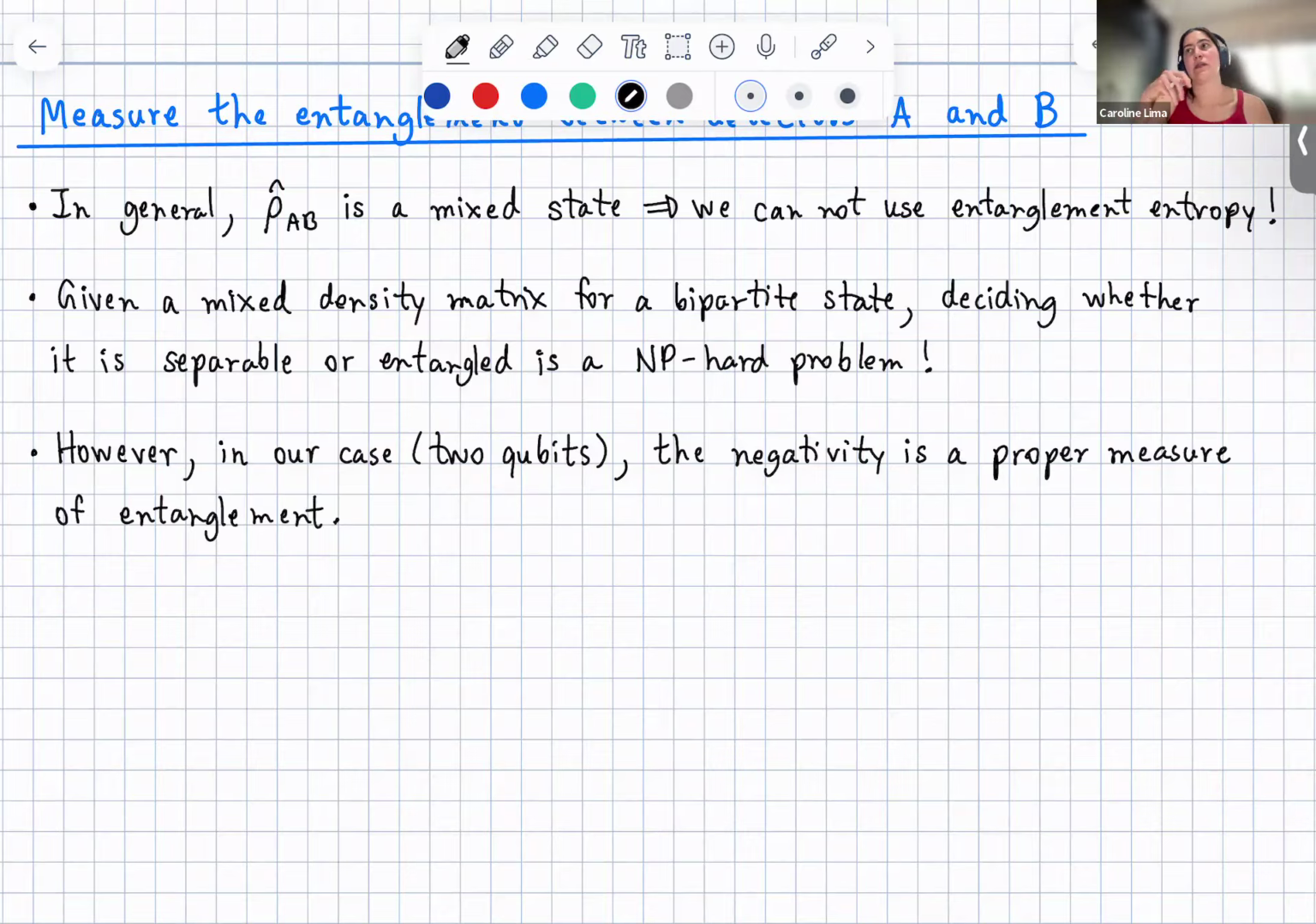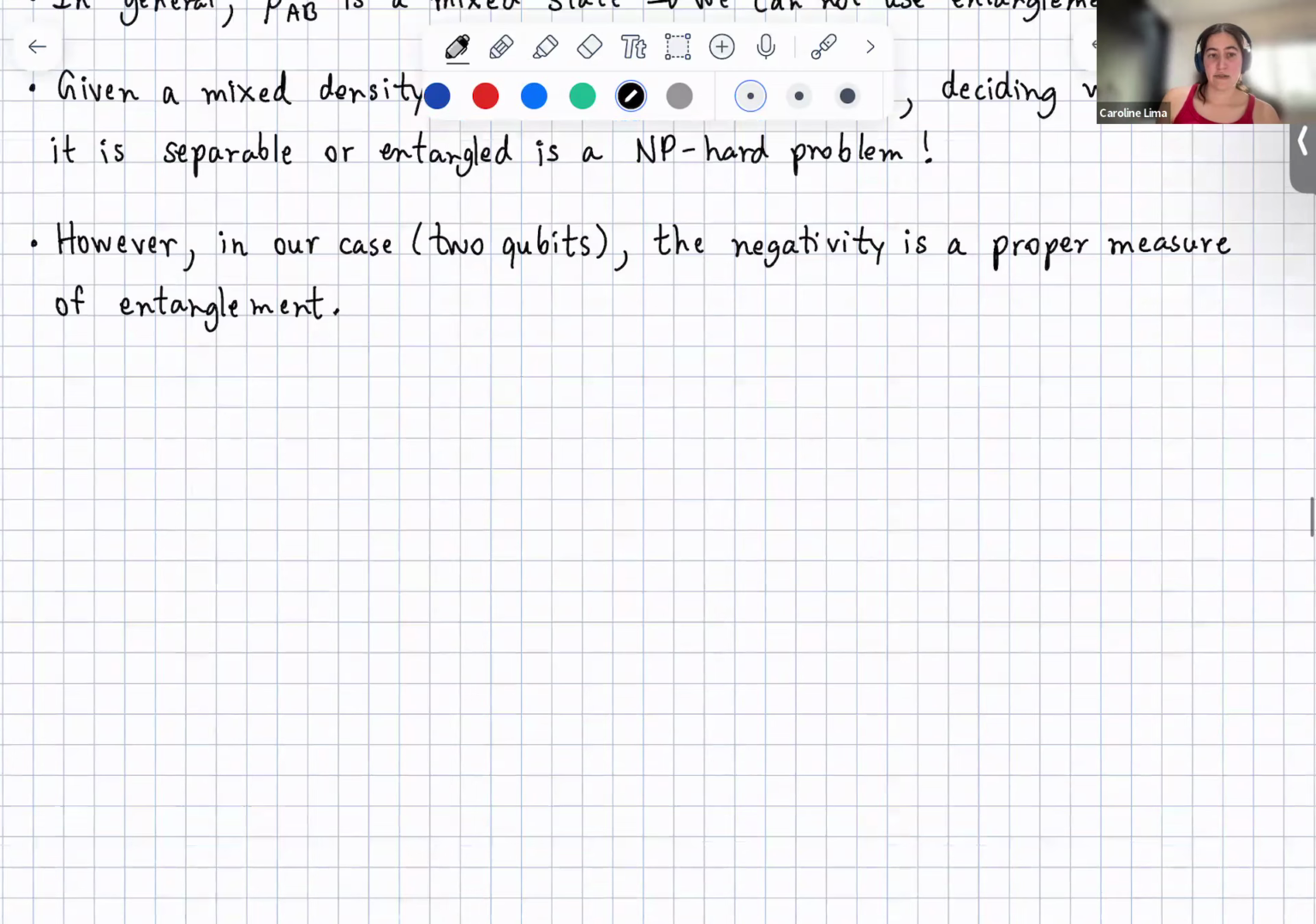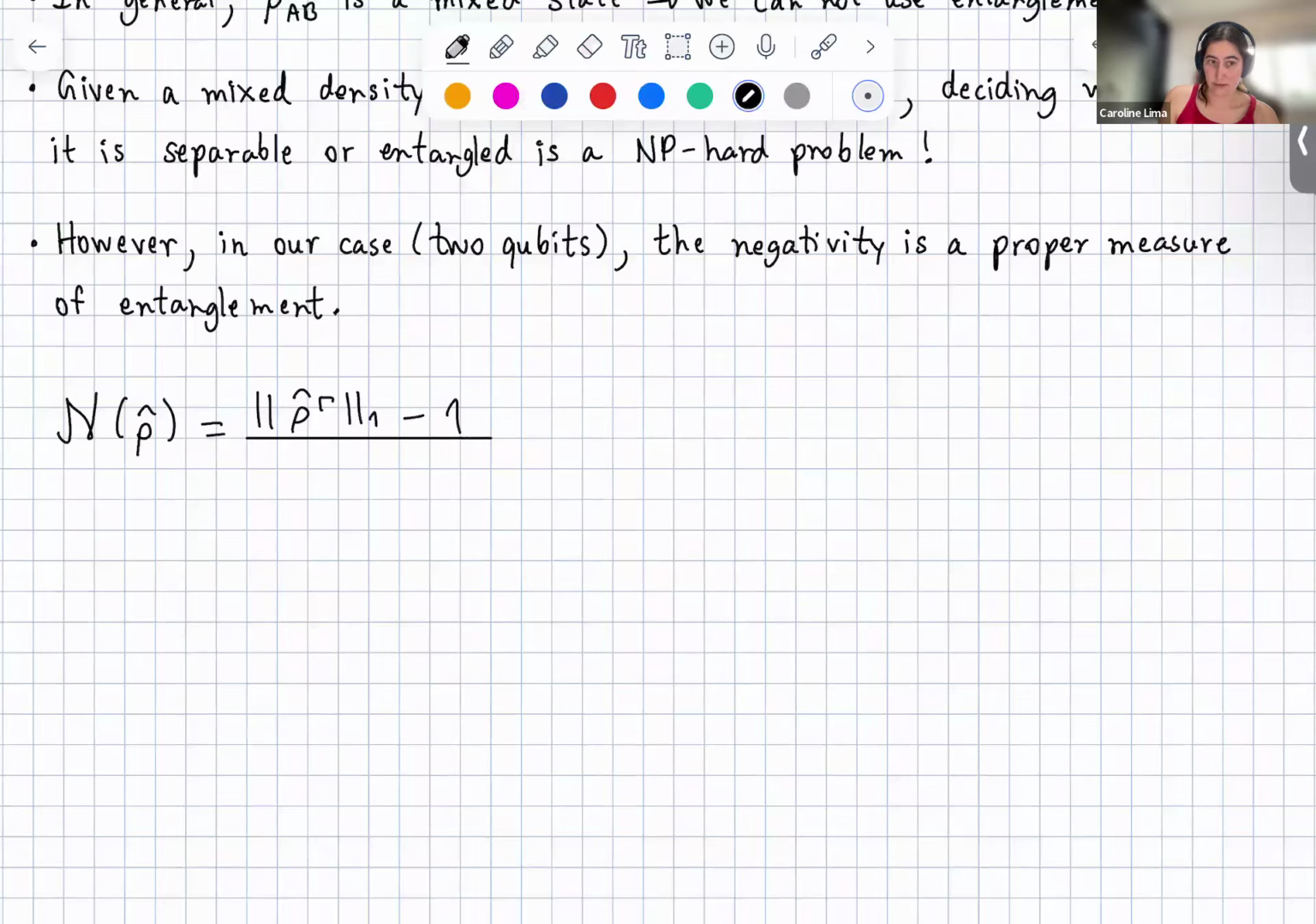This would also be true if I had chosen one detector that is a qubit and another detector that is a qutrit. But if I had, for instance, two qutrits, then negativity would not be a proper measure of entanglement already. So the situation gets complicated very quickly. So let me tell you what is the negativity, right? So the negativity of some density matrix is going to be given by, okay, let me just write it down and then explain what this notation means. Okay, so that is the formula for negativity.